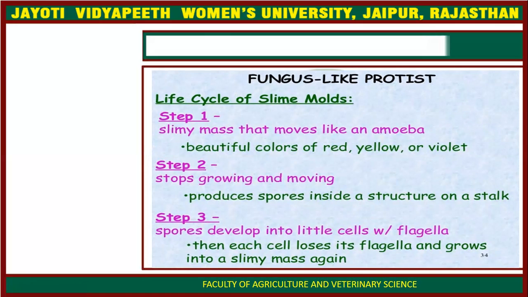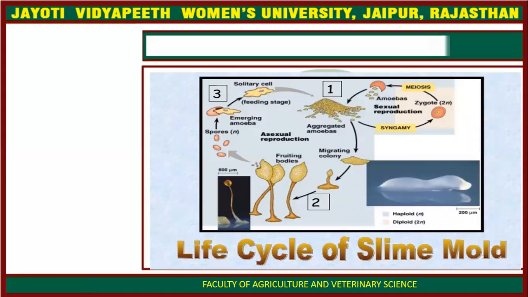What is the life cycle of these fungus-like protists? The first step is the slime mass that moves like an amoeba. They stop growing and moving, and produce spores inside a structure on a stalk. In the second step, spores develop into little cells with flagella. So this is the life cycle of the protist. This is the diagram of the slime mold life cycle.